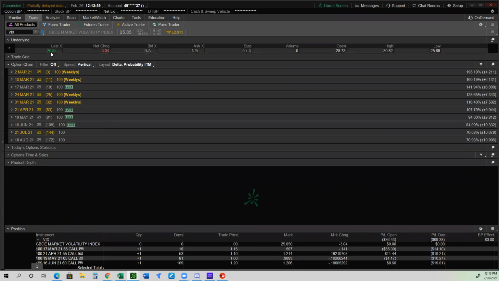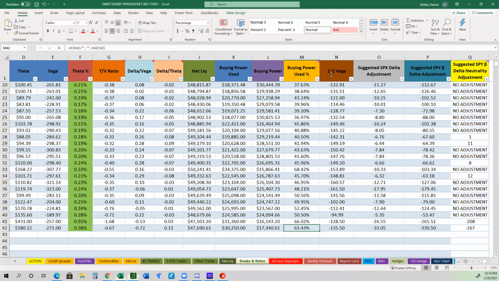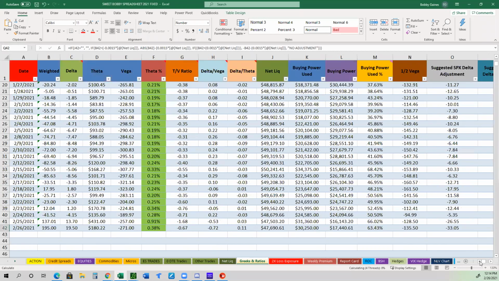So the VIX is at 25.85. So we're still in that 35% buying power usage, right? And it says, Bobby, you goober head, you. Look at this. You need short deltas and you need them something fierce. I need 267 negative deltas. Wow. Never had it scream at me like that before.